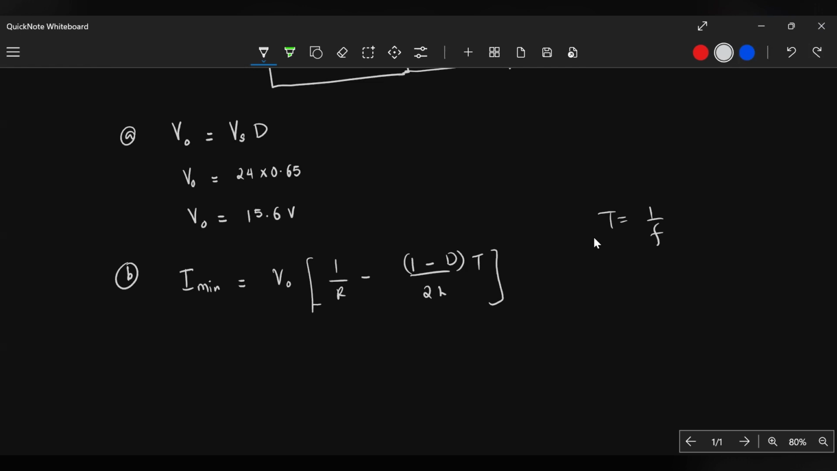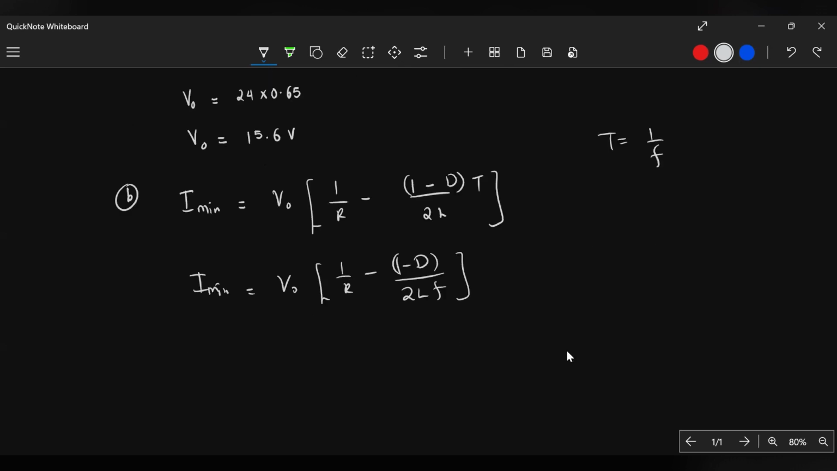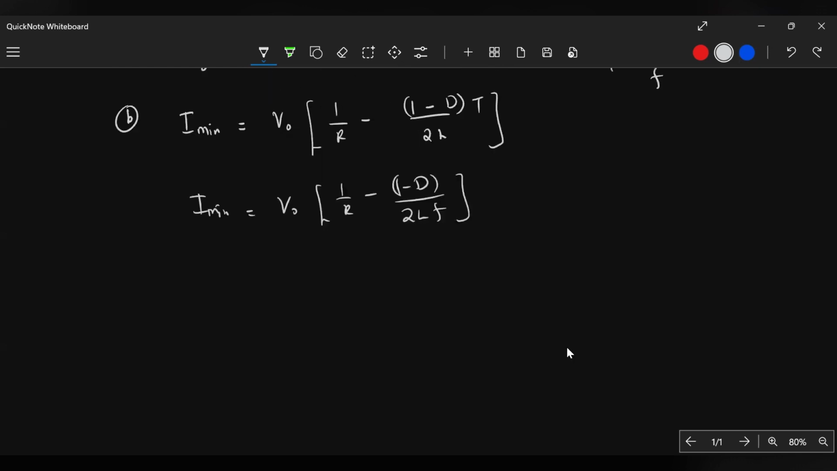So we have Imin equal to VO times (1 over R minus (1 minus duty cycle) divided by 2L times F). Okay, so we substitute the values that are given. We are given the output voltage, of course, from calculating the output voltage, which is 15.6 volts.